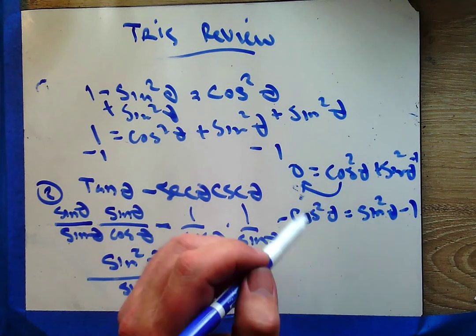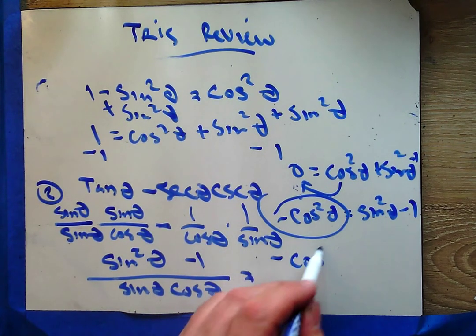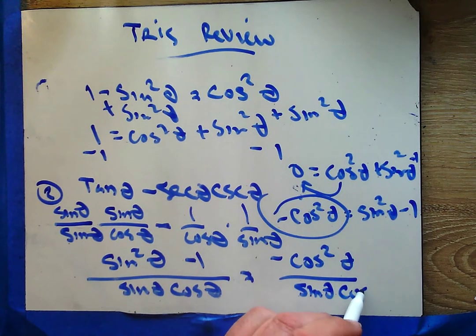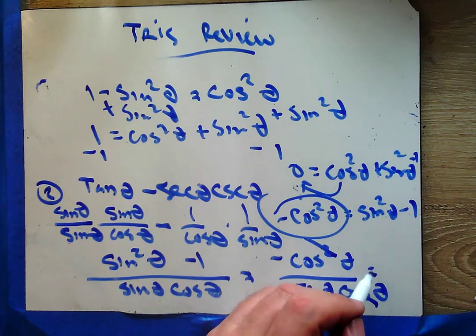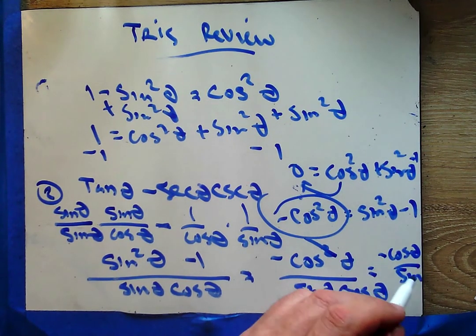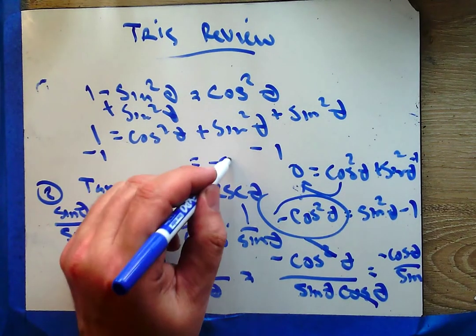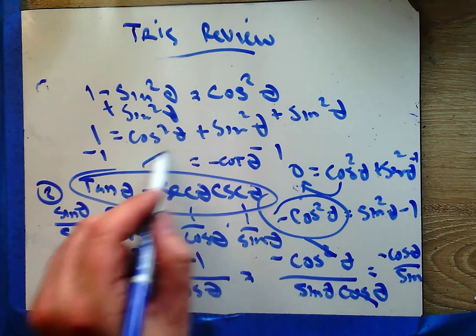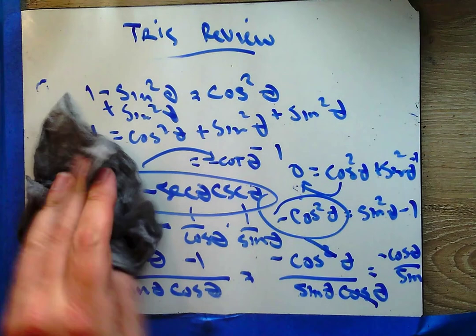What does sine squared theta minus 1 equal? Negative cosine squared theta, all over sine theta cosine theta. At this point, I can cancel out a cosine, so I have negative cosine over sine. And so we know that is going to be negative cotangent theta. This simplifies to negative cotangent.